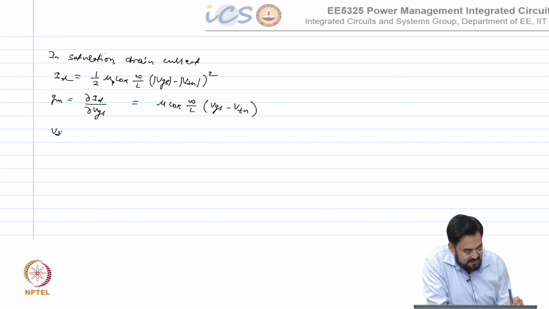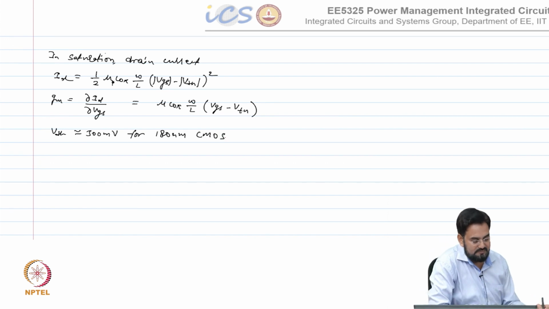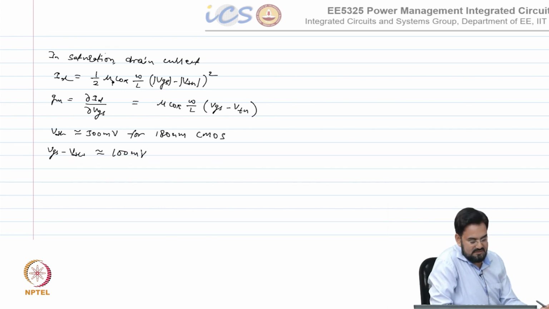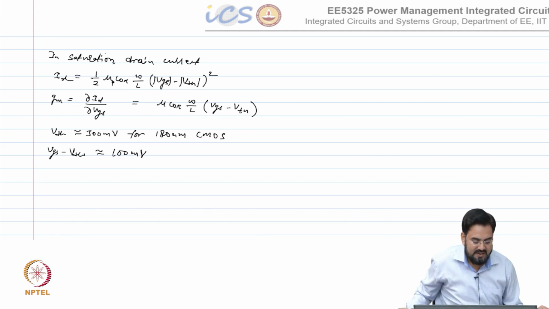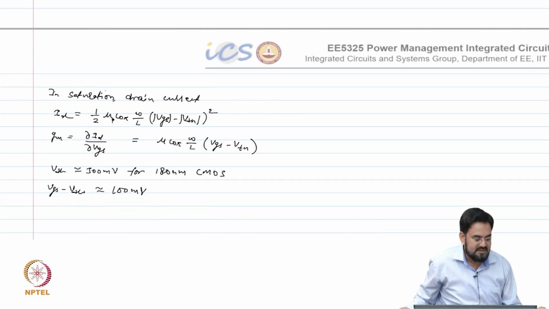So, VTH is approximately 500 millivolt for 180 nanometer CMOS. And VGS minus VTH we usually use approximately 100 millivolt. That is our drive voltage we target. So, in order to achieve 100 millivolt, whatever the bias current you have here, and for a particular GM you can always find the transistor size.